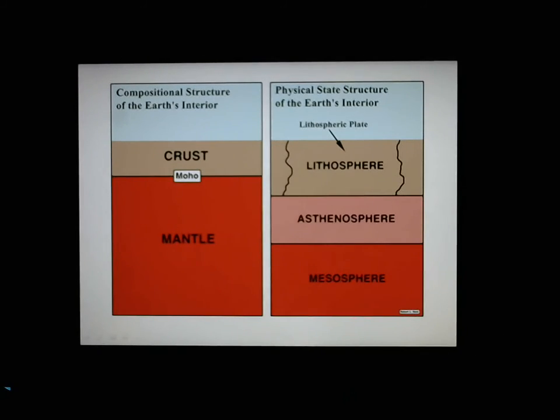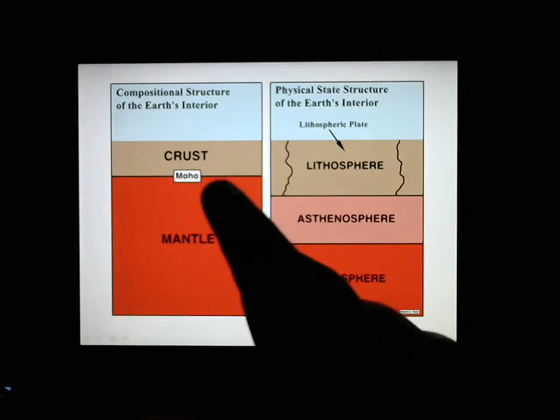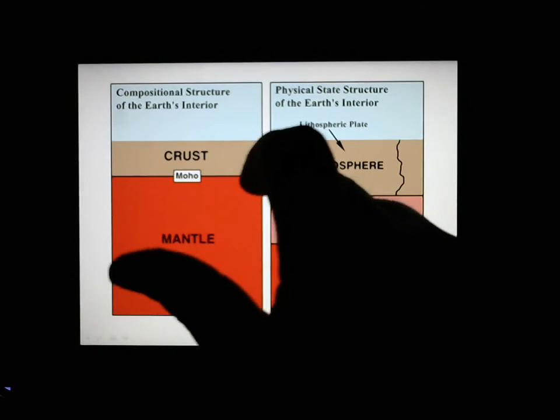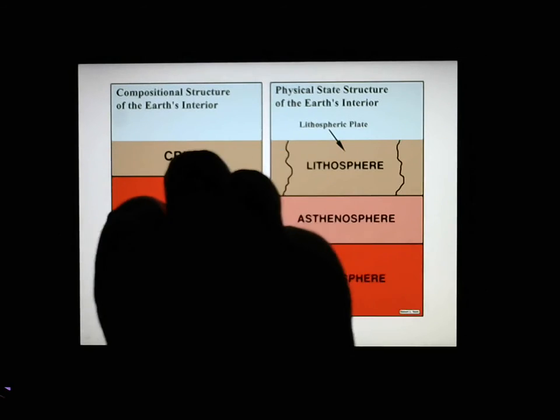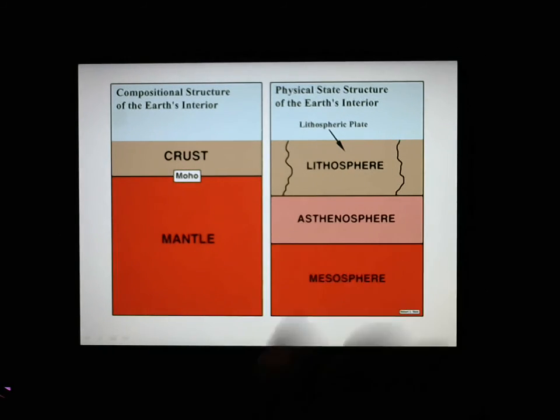Here's again compositional versus state structure, crust and mantle. You see the lithosphere goes a bit into the mantle, the asthenosphere is just this top part, and then the mesosphere is the bottom part of the mantle. You can feel free to remember the mesosphere, but it's not really something we focus on much this year. Even if you just remember the name as being below the asthenosphere is perfectly fine.